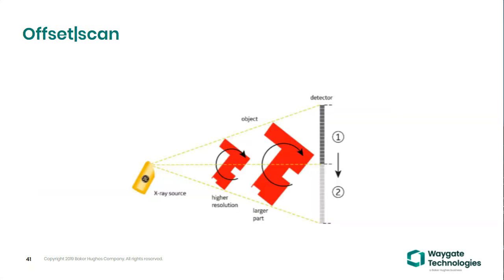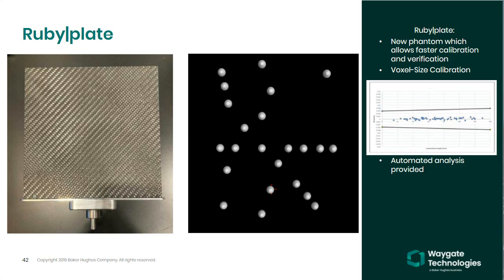You also have access with the system to our offset CT scans, so you can scan larger objects with offset to enable that. The Ruby plate, which is one of our phantoms, allows for faster calibration and verification. The same phantoms that work in our other systems are useful here as well in terms of doing the same system checks that we see across the industry and the industry standards.